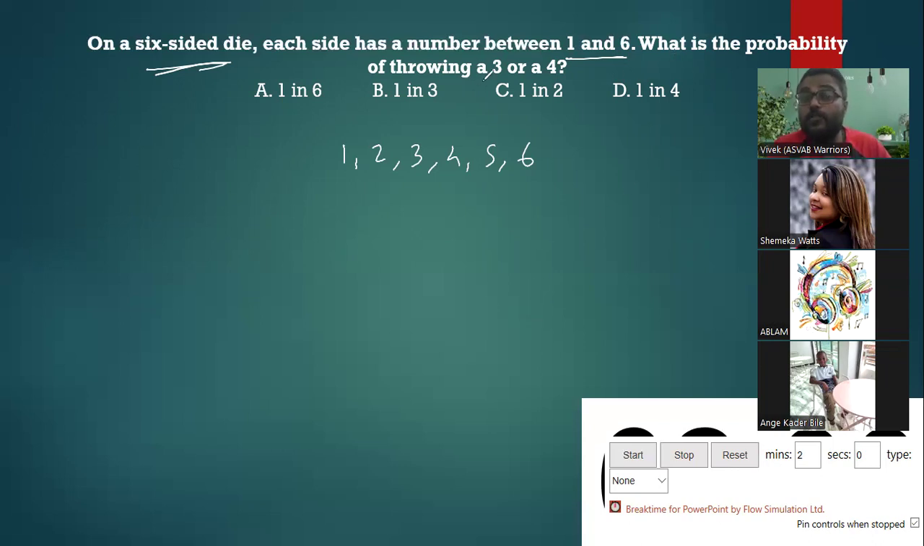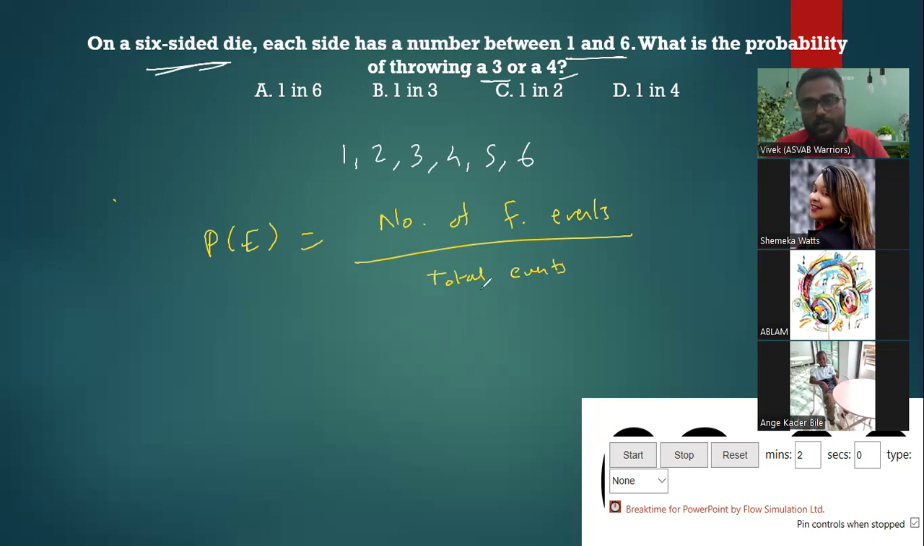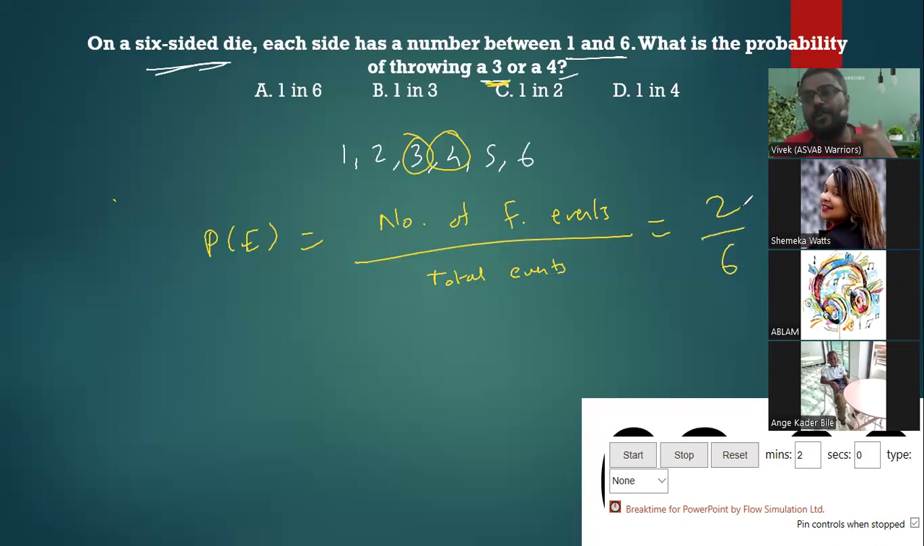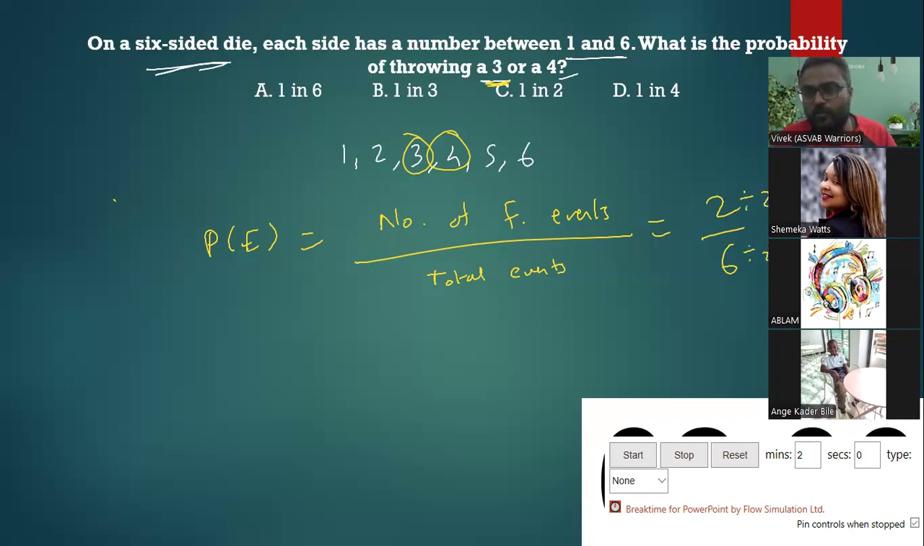Now, what is the probability of throwing a 3 or 4? What did I say? Probability of any event happening is number of favorable events upon total events or total outcomes. So what is favorable to us? It's either a 3 or a 4. So how many events are there? 2 events that are favoring us. And how many total events are there? 6. So what number can you divide 2 and 6 with? You can just divide both the numbers by 2. So what do we have? 1 over 3.